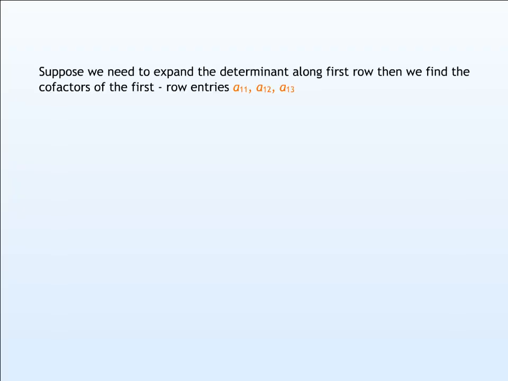Suppose we need to expand the determinant along its first row, then we find the cofactors of the first row elements. Consider the matrix A shown here. We will find the minors and then the cofactors of first row elements here.